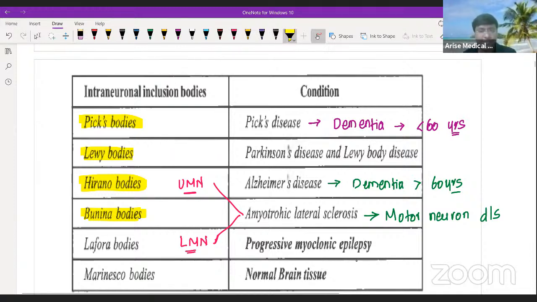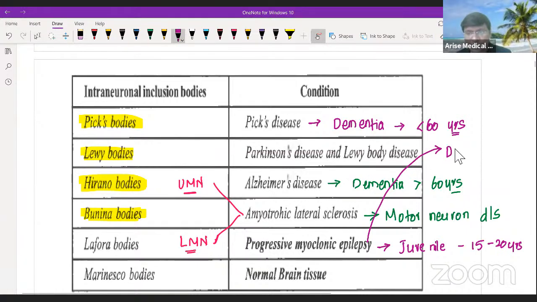And you take the case of progressive myoclonic epilepsy. It is seen in the juvenile age group, that is around 15 to 20 years. And in juvenile myoclonic epilepsy, the drug of choice is valproic acid. So in progressive myoclonic epilepsy, what are the inclusion bodies? That is your Lafora bodies. Lafora bodies are the inclusion bodies in progressive myoclonic epilepsy. And even within normal brain tissue, you can have these inclusion bodies, and that is called Marinesco bodies.